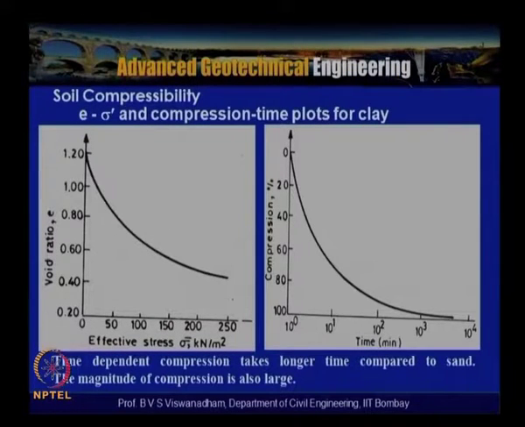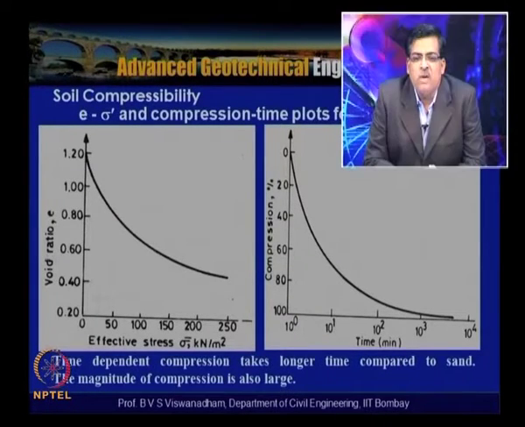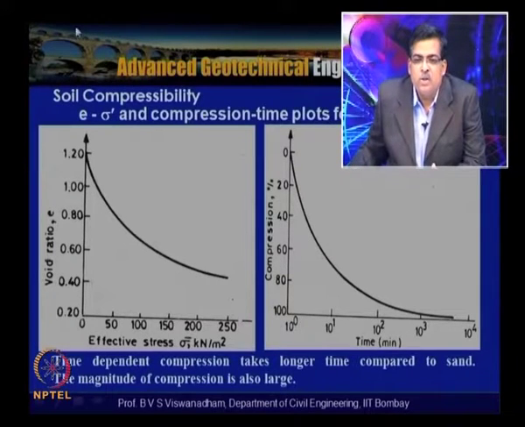Whereas if you look at a clay or a fine grained soil, which has very low permeability, the compression varies with time and takes place over a long period of time. Even after 10 minutes the degree of compression is very, very less. So it takes a long time to undergo compression for a given load. Similarly here the void ratio reduces relatively less at 50 kilopascals pressure, and tries to reduce when we start increasing the pressure, and even at 250 kilopascals the void ratio reduction is only 0.6.